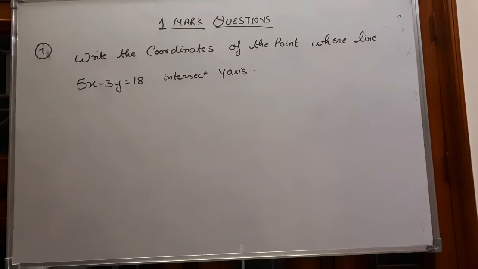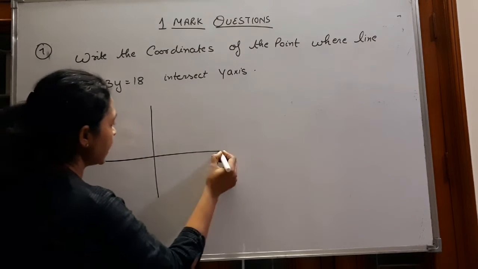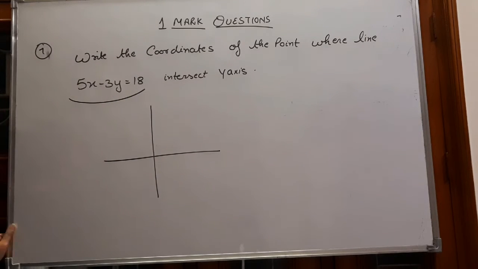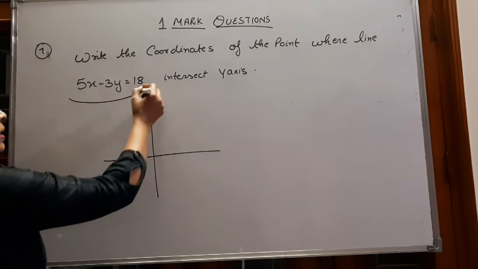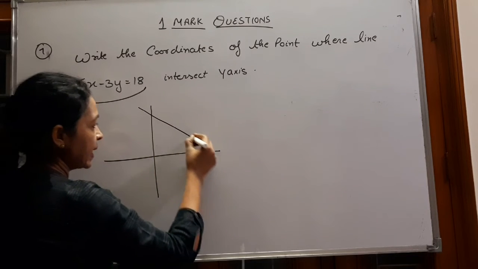Write the coordinates of the point where the line 5x minus 3y equals 18 intersects the y-axis. This is the equation of a straight line. This is a linear equation in two variables. If we draw the graph of this equation, we will get a straight line.